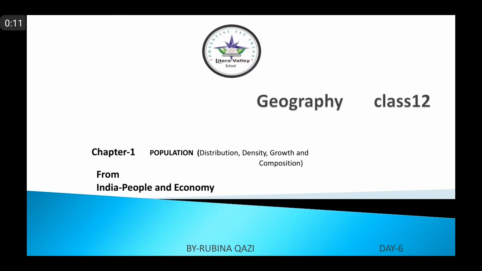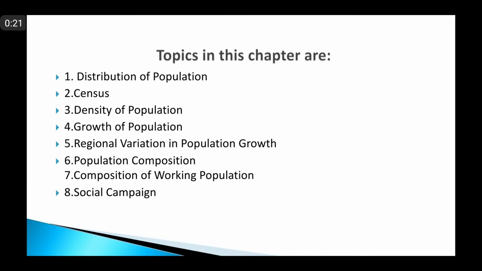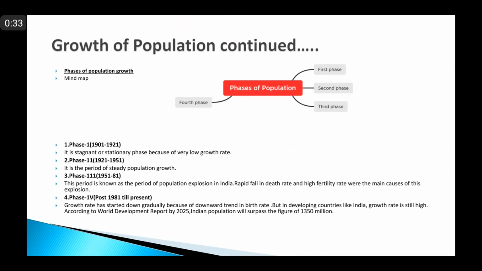Now let us continue with the growth of population and population growth, and some topics like regional variation and subtopics like growth of adolescent population, challenges of adolescent population, different phases of population and the National Youth Policy of 2014, which we will discuss today. Okay. Now let me tell you something about this growth of population.